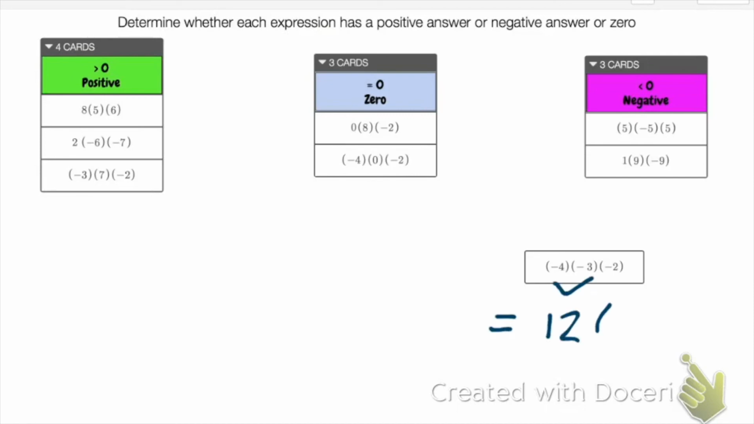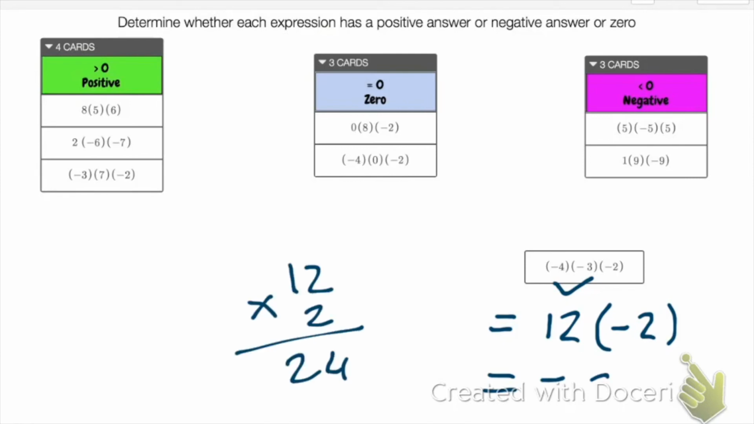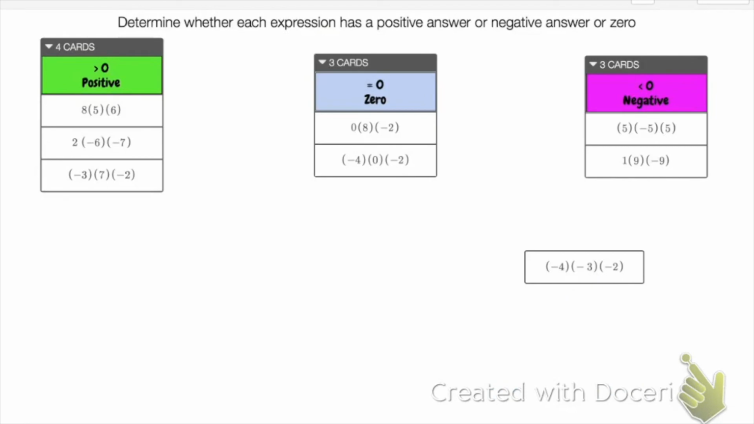equals positive 12. Multiply with negative 2. Positive times negative, the answer will be a negative, and 12 times 2 is 24. So the final answer for this is negative 24. So we're going to move it to the negative side. Thank you.